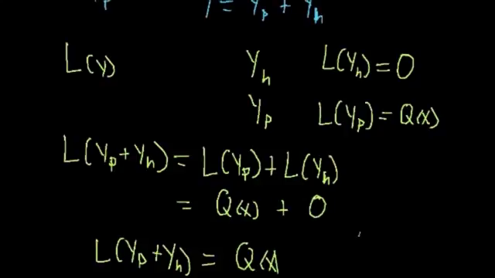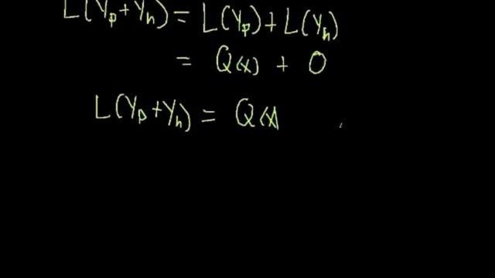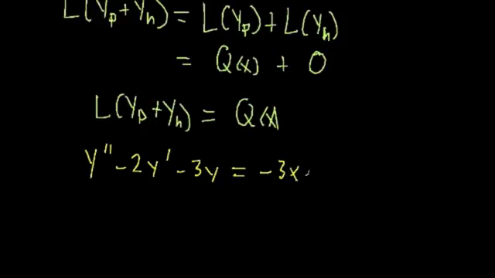So that may be a bit confusing in abstract terms when we're working with just these abstract L acting on y. So let's do an example. Let's do the example: the second derivative of y minus 2 times the first derivative minus 3 times y, all of that is equal to negative 3x minus 5.